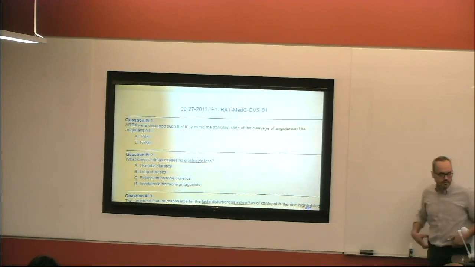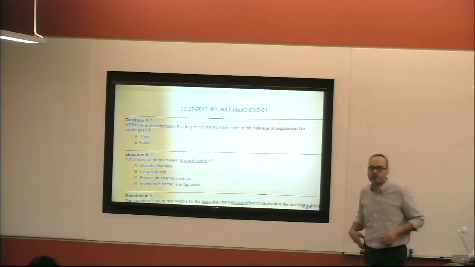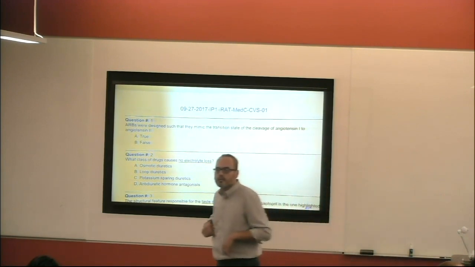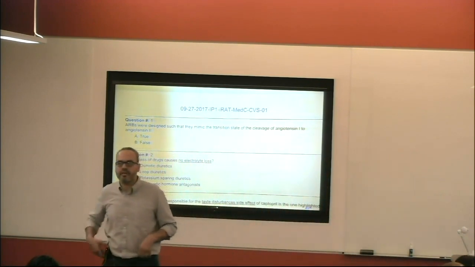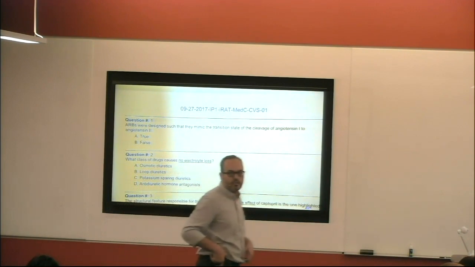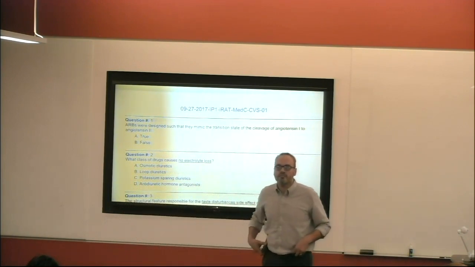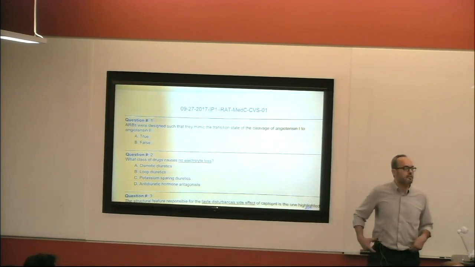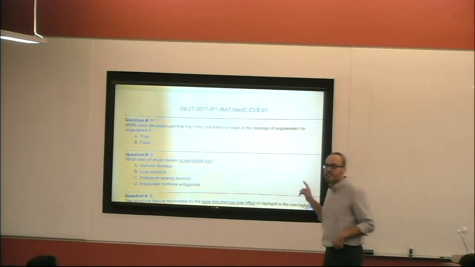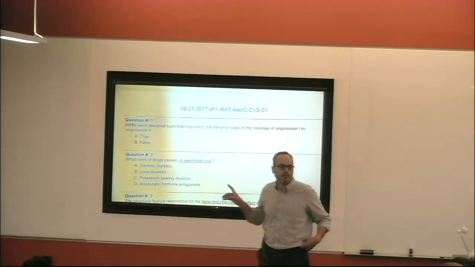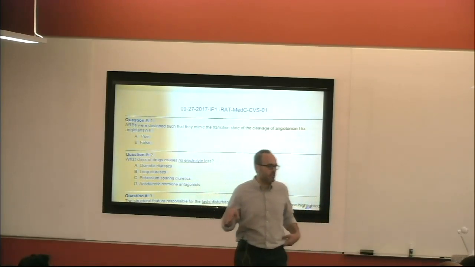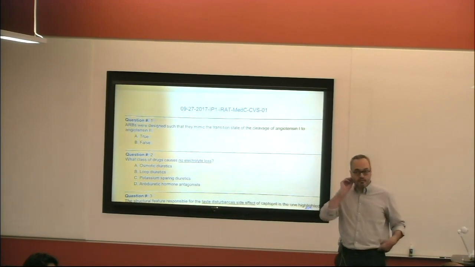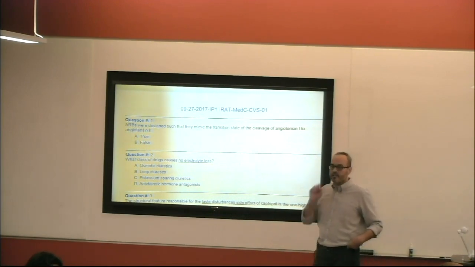Starting with the first question: ARBs were designed such that they mimic the transition state of the cleavage of angiotensin 1 to angiotensin 2. Well, no, it's false. Which drug class has this technique been used for? The ACE inhibitors. So what's the mechanism of action of the ARBs? They block the receptor, not the enzyme.